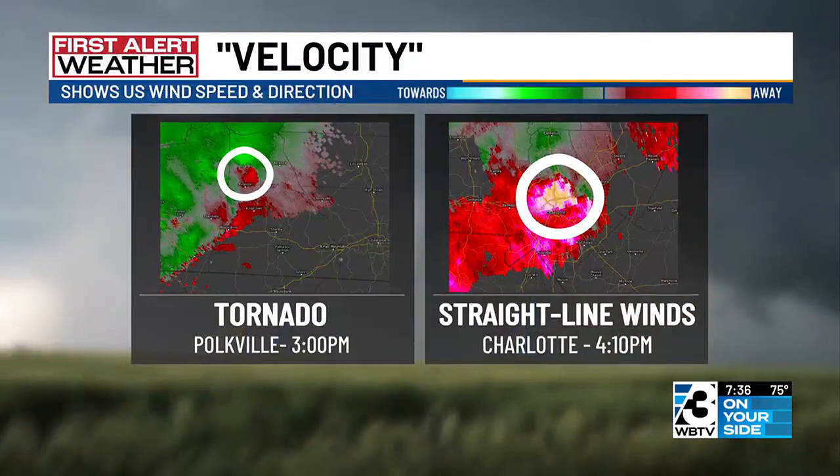Are we seeing winds that would indicate rotation that could allow for that potential for a tornado, or are we seeing the straight line winds? Certainly that can allow for excessive amounts of damage for a very long stretch of time. And I'm going to show you the difference here.